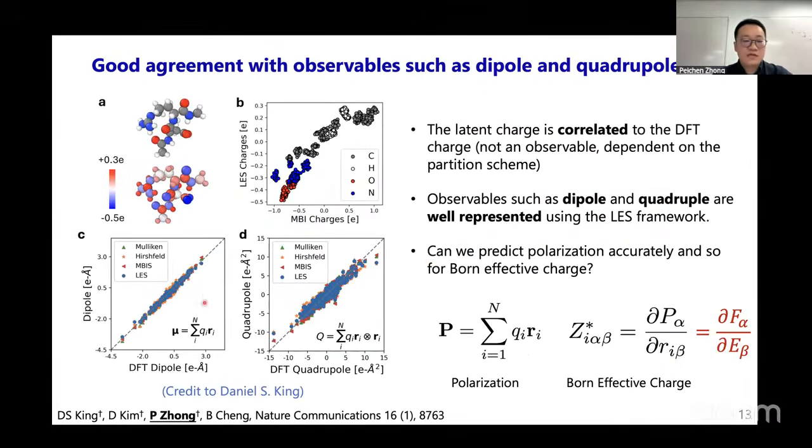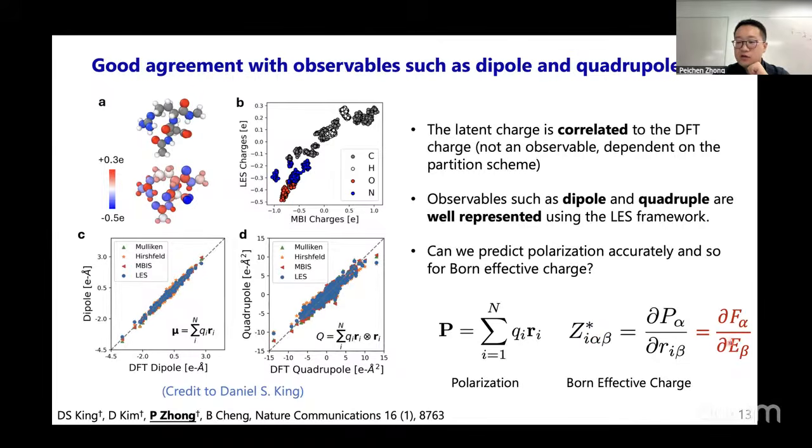Based on the agreement on the dipole and quadrupole moments with the DFT, we are thinking about it: if we can get the moments correct, how about the polarization? Because polarization is basically the charge times the displacement, summed over all the atoms in a periodic system. And if you take the auto differentiation of the polarization with respect to the perturbation of the atomic positions, you can get a quantity known as the Born effective charge. This is a tensor that can be measured and has very distinct physical meaning.